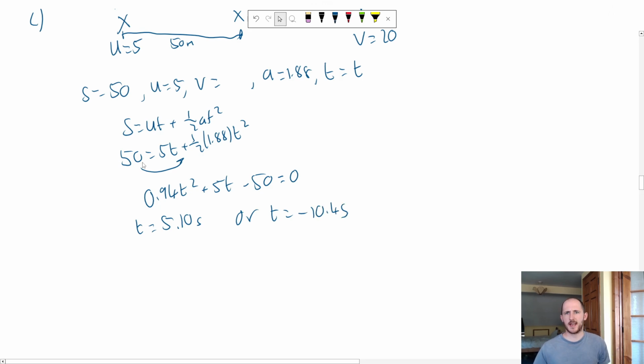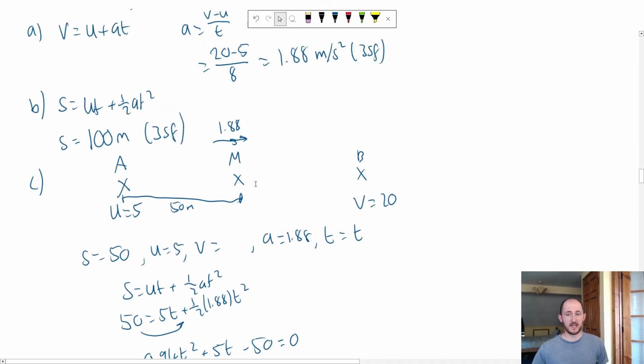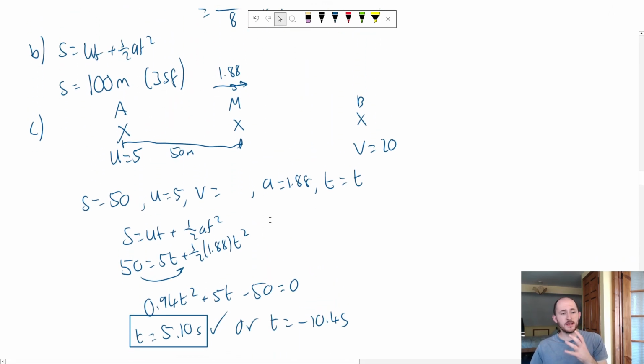So which one am I going to take? Because it can't be both, right? But remember, time can't be negative. So instead, I would put a box around this answer right here. And that's it for 4 marks. I think that's actually relatively light. But I hope you can see why I said that it's a bit different, because we're expected to set up and solve a quadratic equation.